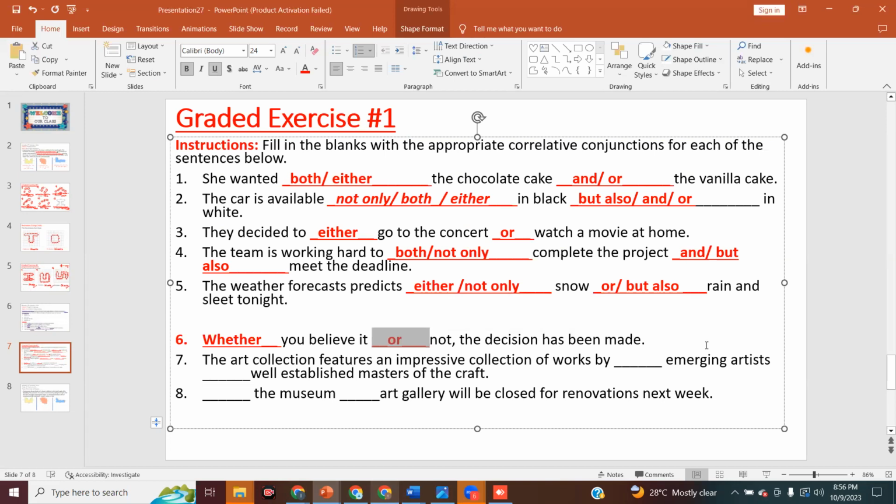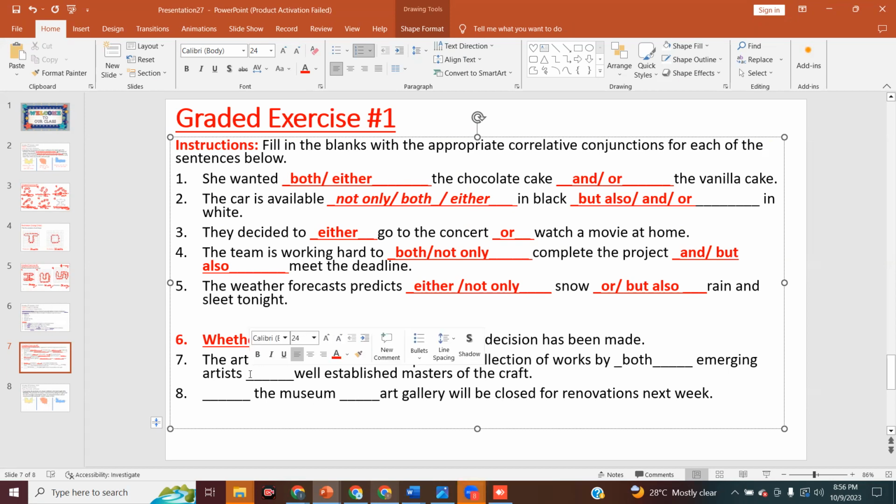Number 7. Oh boy, number 7 is a tough one. Let me see how y'all did this. The art collection features an impressive collection of works by blank emerging artists, blank well-established masters of the craft. I put not only. Not only could work. How about both and? Very good. So the art collection features an impressive collection by both emerging artists and well-established masters of the craft.